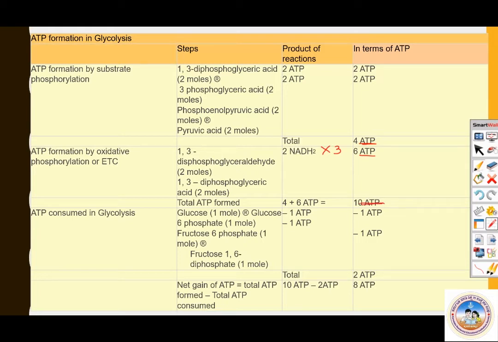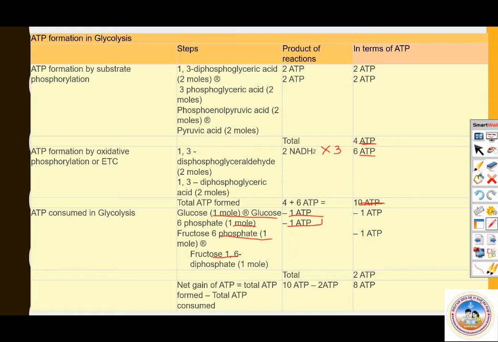So ATP consumed in glycolysis. The glucose molecule goes to glucose 6-phosphate, to fructose 6-phosphate, to fructose 1,6-phosphate. Glucose to glucose 6-phosphate, there 1 ATP was consumed. Fructose 6-phosphate to fructose 1,6-phosphate, there again 1 ATP was consumed. Is it clear? So in total, how many ATP were consumed?